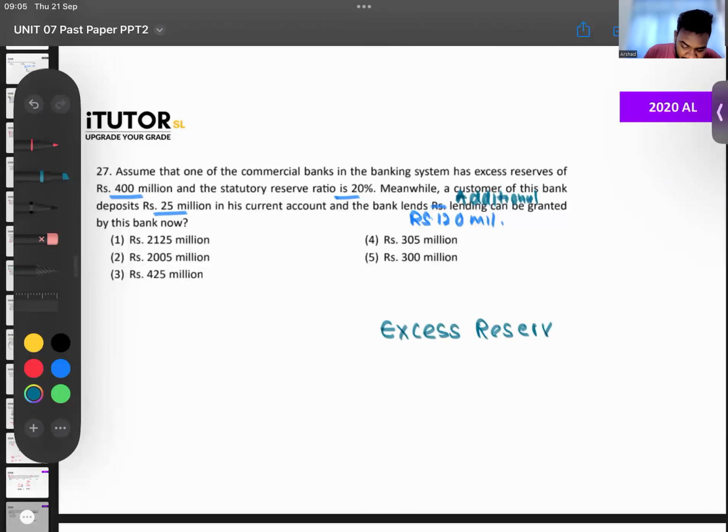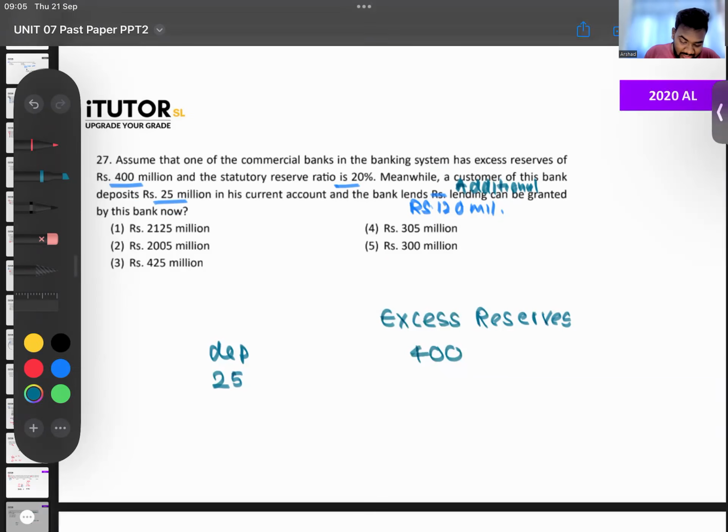Very interesting question. See, they say at the beginning, the bank has excess reserves of 400. Do you all agree? So, at the beginning, they could have given additional lending of 400. Then what happened? SRR is 20%. This is excess, so you don't have to take 20% of that. A customer of this bank deposits 25. So, when a customer deposits 25, how much should they keep as required reserve? They have to keep 20% of this. How much is that? They have to keep 5 million. Then how much of this gets added to excess reserves?